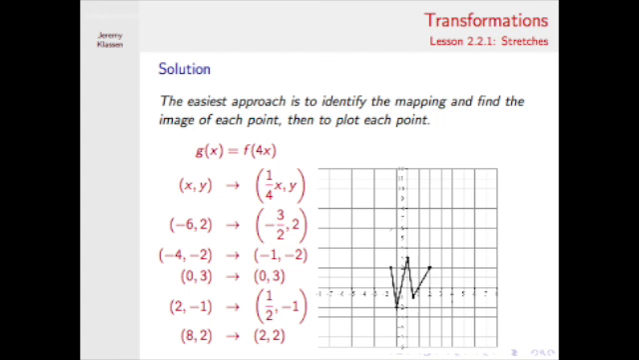And so now we see that we just multiply each x-coordinate of every point by a quarter. So now our x-coordinates become negative 3 halves. Negative 4 becomes negative 1, 0 just stays at 0, 2 becomes a half, and 8 becomes 2. And now when we take all of those new points and plot them, you can see the graph on the right. There's our new graph. And notice that it hasn't changed vertically from the original, but it has certainly gotten a lot narrower horizontally as compared to the original function.